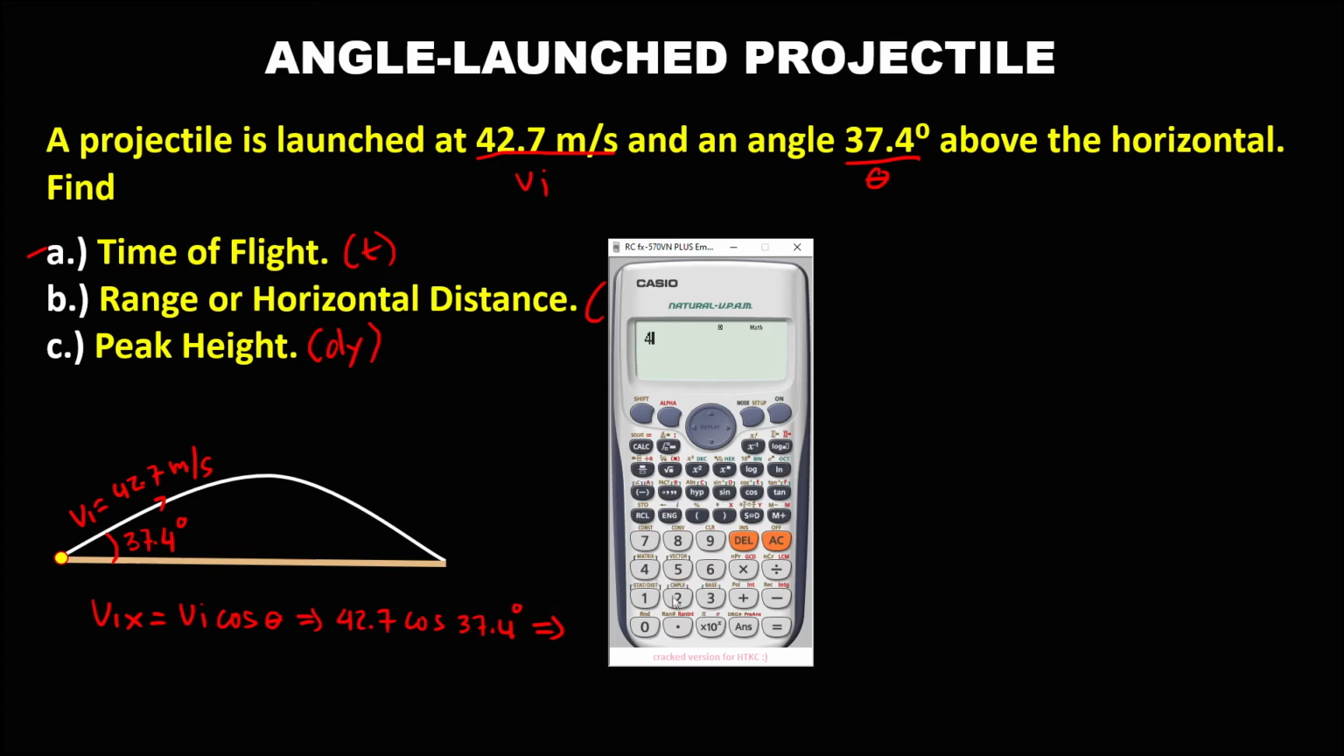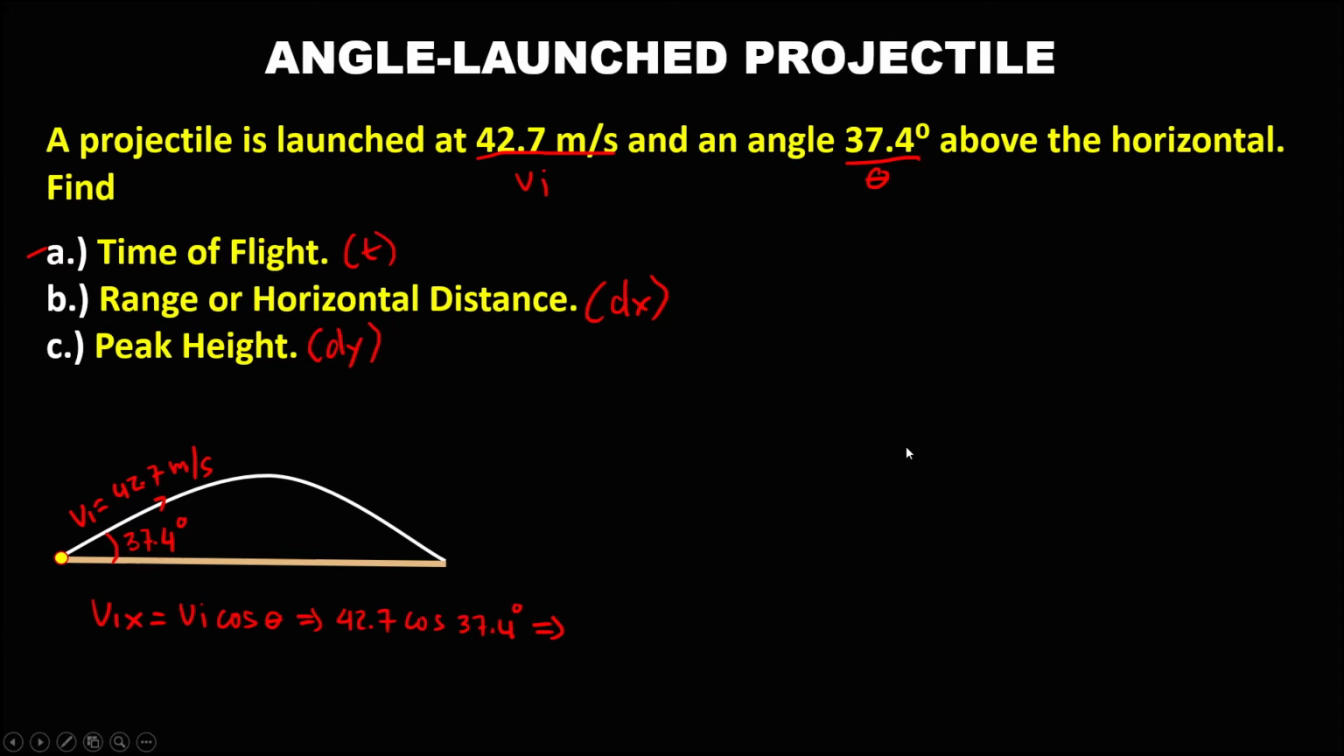Then to find now the initial velocity for x, we have 42.7 times cosine 37.4 equals 33.92. So this is 33.92 meters per second. So this is now the initial velocity for x.